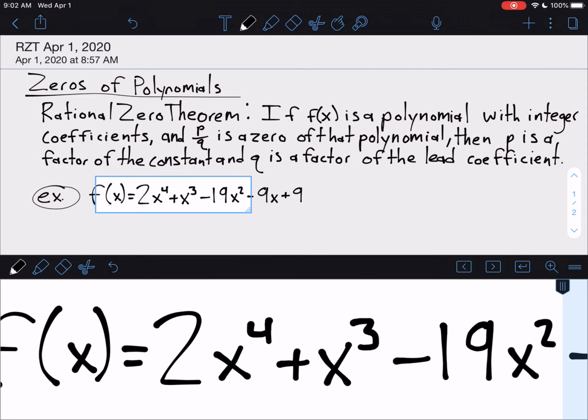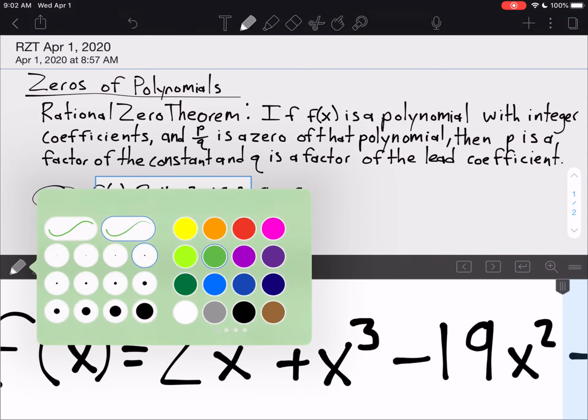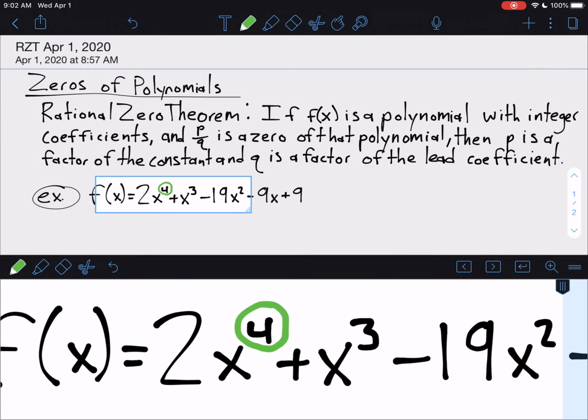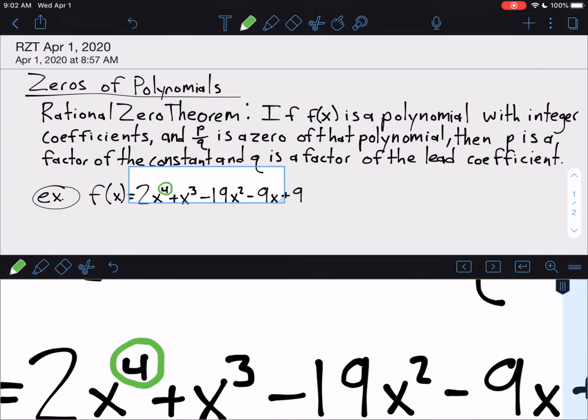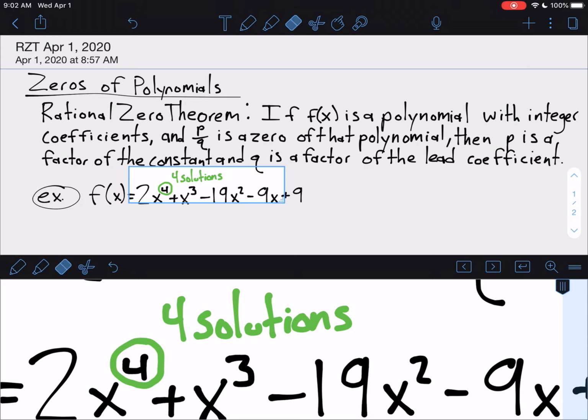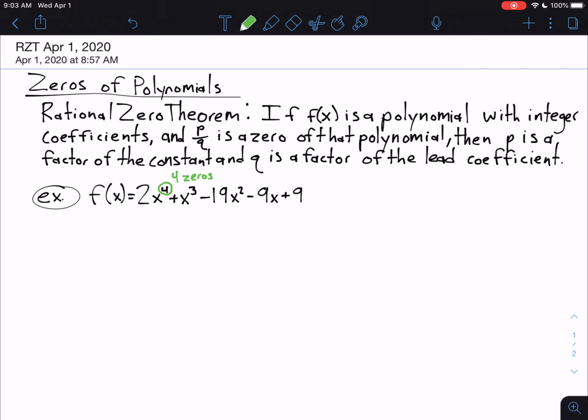So the first thing we want to do, because it is a degree 4 polynomial, the highest degree on any variable is a 4. That means there are 4 answers I'm looking for, 4 zeros. Actually, I'll call them zeros because they're zeros, not solutions. We're not solving anything. So there are 4 zeros we're looking for in this polynomial.